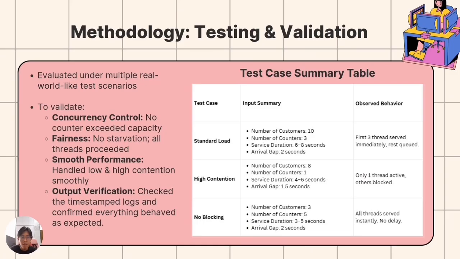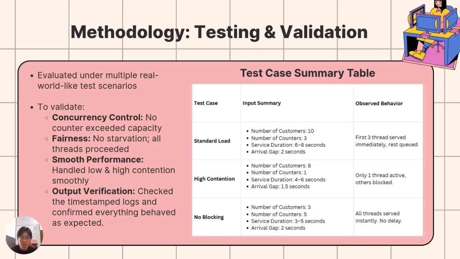Okay, next is testing and validation. The simulation was evaluated under multiple real-world test scenarios. This simulation is conducted to validate concurrency control, which is no counter exceeded capacity; fairness, no starvation, and all threads proceeded; then smooth performance, handled low and high contention smoothly; and last but not least, output verification. We check the timestamp logs and confirm everything behaves as expected.